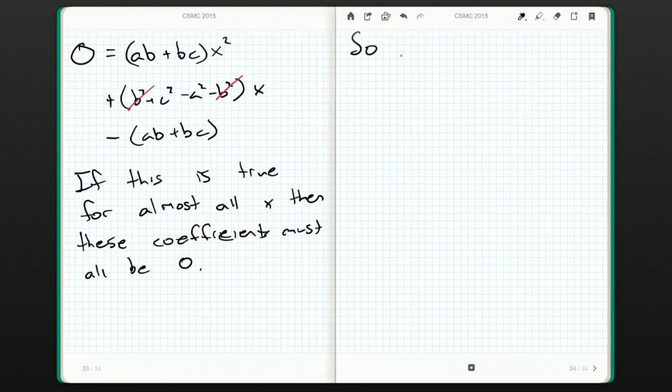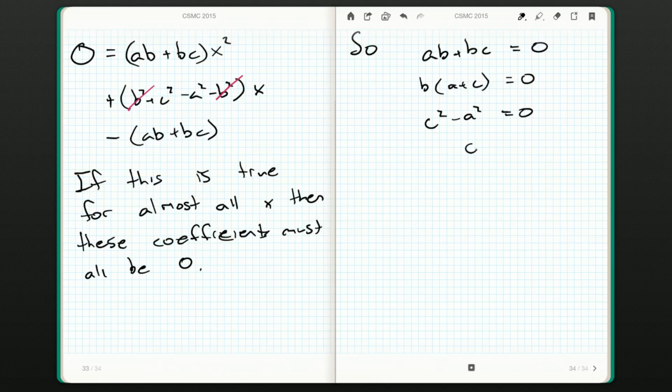So, AB plus BC has got to be equal to 0. Another way to write that is B times A plus C is equal to 0. And then in the other one, C squared minus A squared has got to be equal to 0. Another way to write that, C squared is equal to A squared. So in this case, C is plus or minus A. Nifty. And then the last one is just AB plus BC is equal to 0. So another way to write that is this.